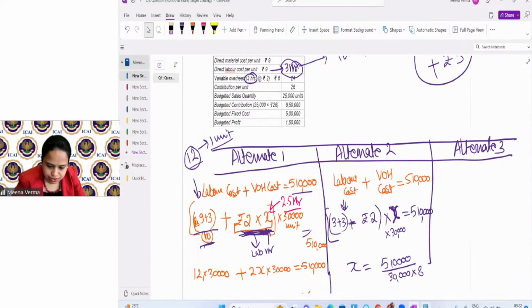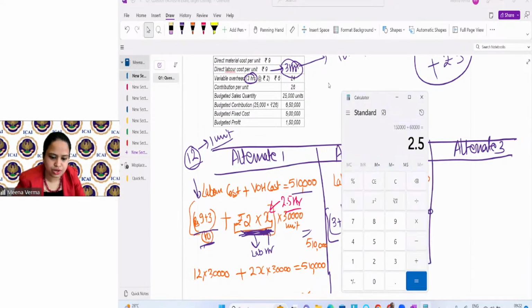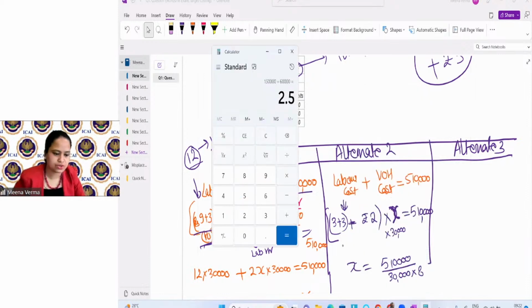Let me solve it for you. So this will be 5,10,000. 510 divided by 30,000. Give me 1 minute. 5,10,000 divided by 30,000 divided by 8, right? So this is coming as 2.125 hours. All right, this is coming as 1.25.